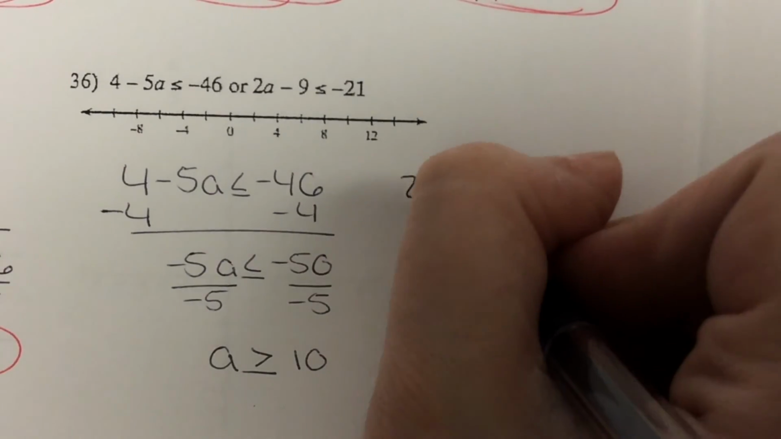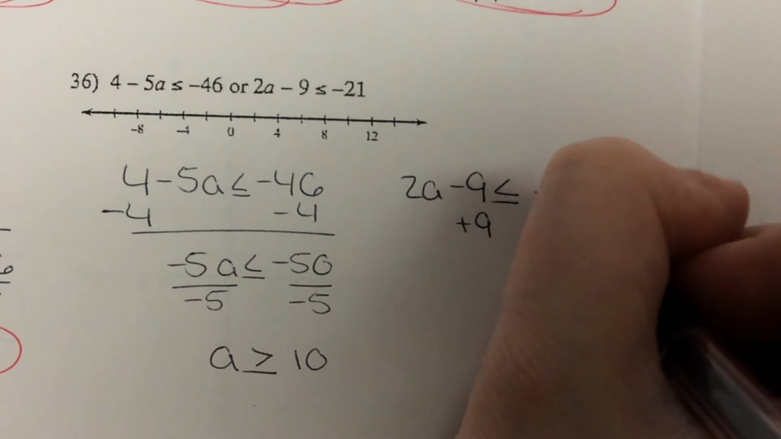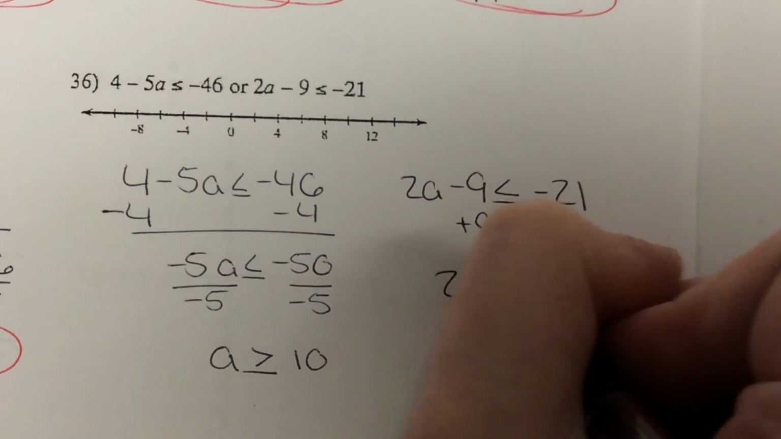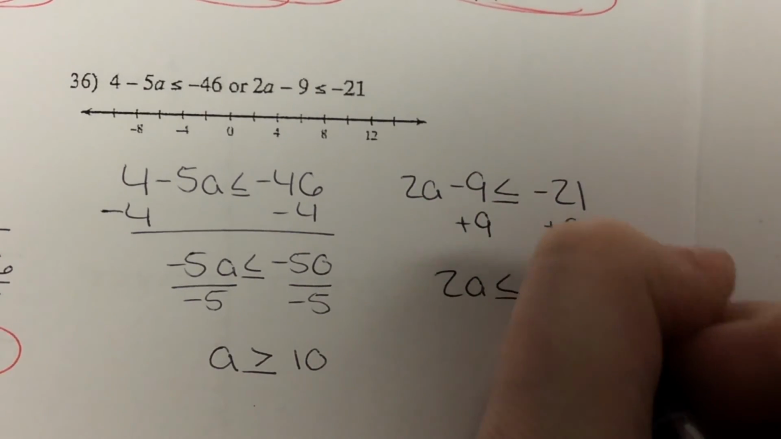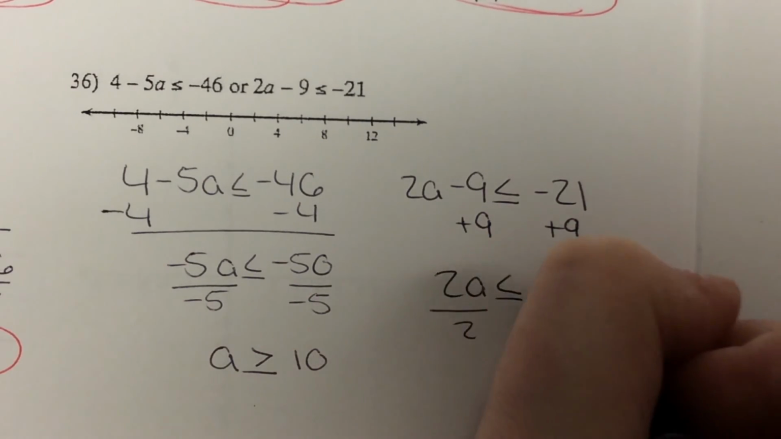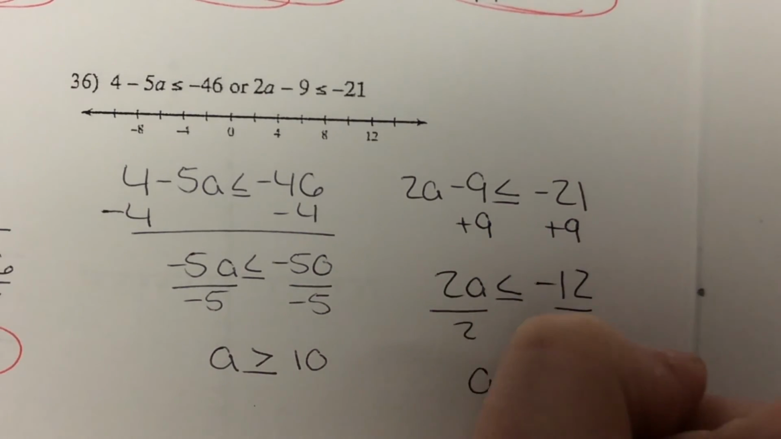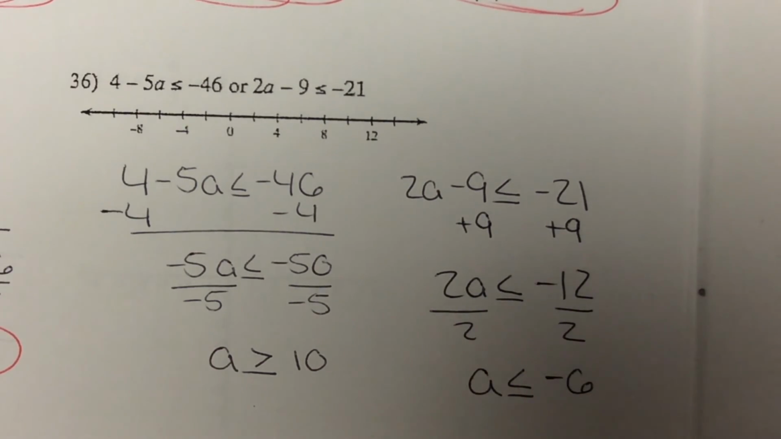The other one, add 9. We have 2a less than or equal to negative 12. Divide by 2. 2 is positive, so don't flip your sign. A is less than or equal to negative 6.